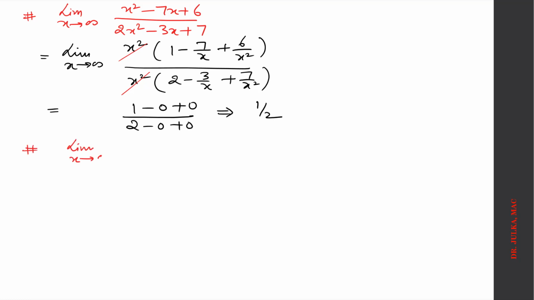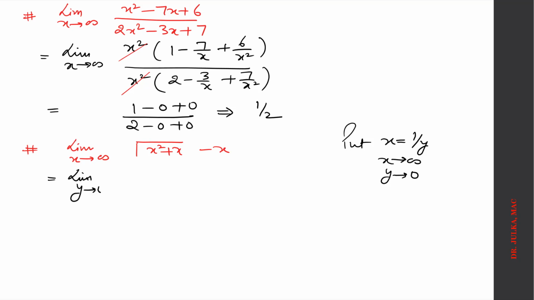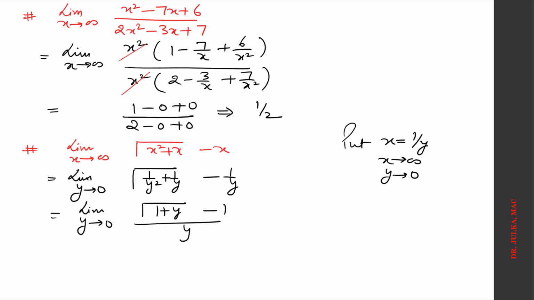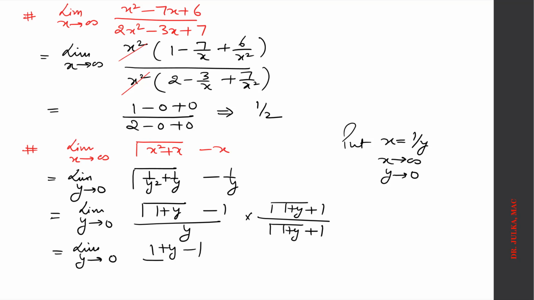Next question. Limit x tends to infinite, root of x square plus x, minus x. First put x equals 1 by y. Because x is infinite, y tends to 0. So change the limit to y tends to 0. In place of x, put 1 by y and we get root of 1 by y square plus 1 by y, minus 1 by y. After taking LCM, we'll get root of 1 plus y, minus 1, whole divided by y. Now rationalize the numerator and we'll get 1 plus y minus 1 divided by y times root of 1 plus y plus 1. After simplification and putting the value y equals 0, we'll get 1 by 2.